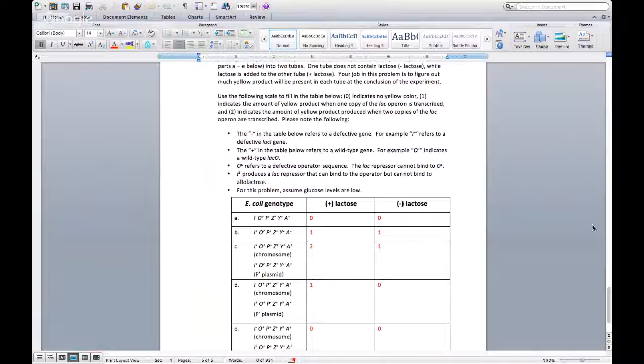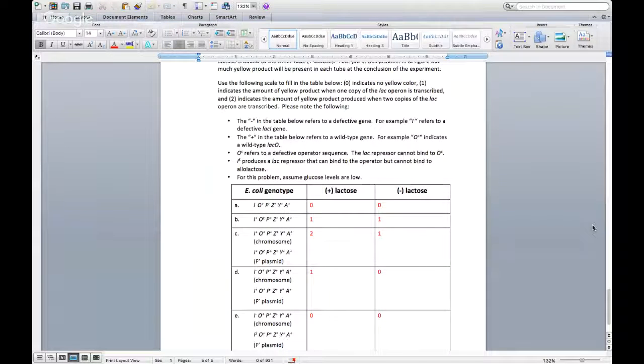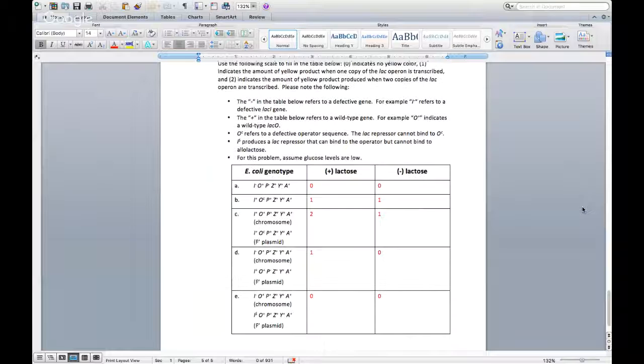0 indicates no yellow color. 1 indicates the amount of yellow color when 1 copy of the lac operon is transcribed. 2 indicates the amount if 2 were transcribed. The dash in the table refers to a defective gene, for example, a defective lac. So dash is inactivated, plus means wild type. O^C means the lac repressor cannot bind to O. I^S produces the lac repressor that can bind to the operator but can't bind to the allolactose. For this problem, for A, B, C, D, and E, you're just going to read through each one of the genotypes.